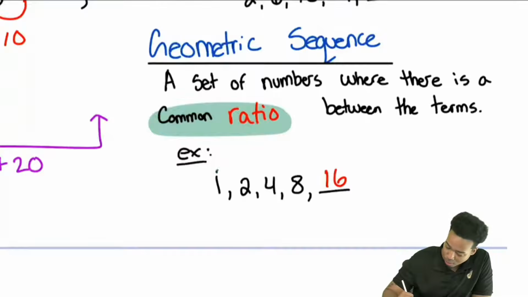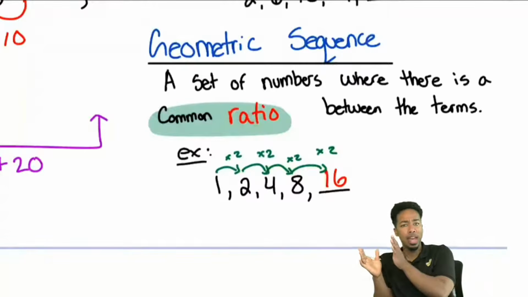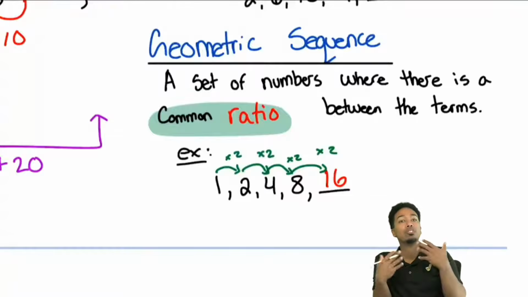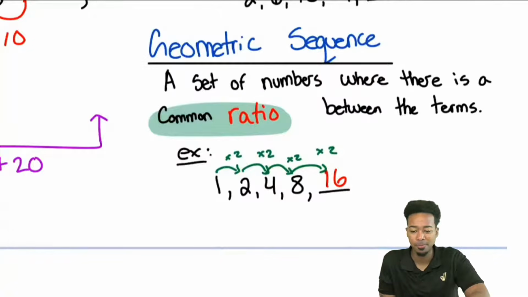And that's because we are multiplying by 2. Multiply by 2. Same thing, multiply by 2. So that's the difference between an arithmetic sequence where you're adding or subtracting the same thing and a geometric sequence where you're multiplying or dividing the same thing. Does that make a little more sense, my party people?